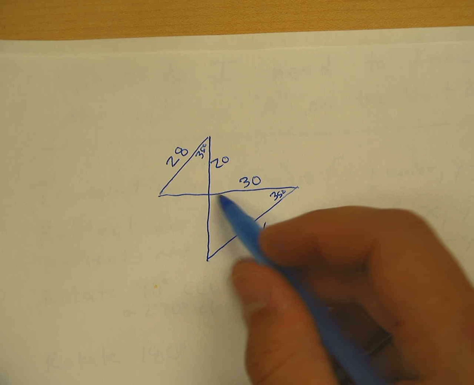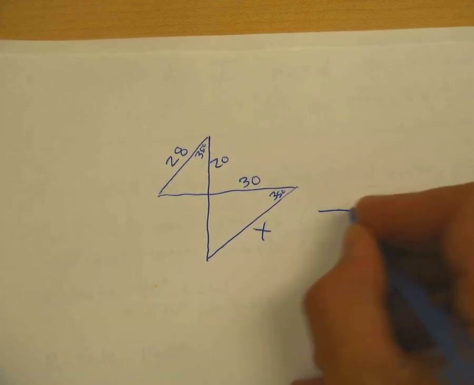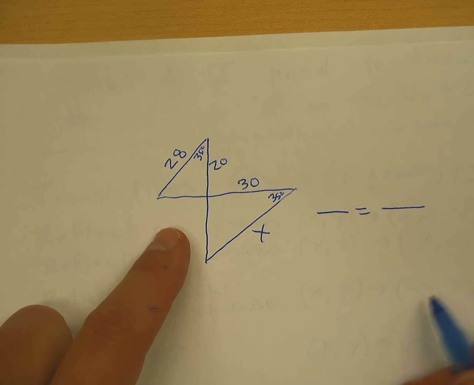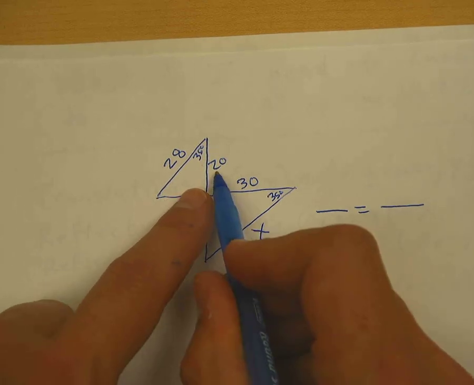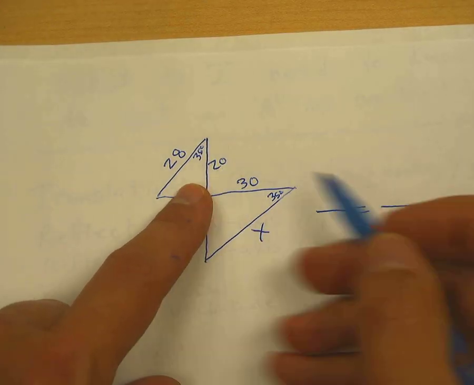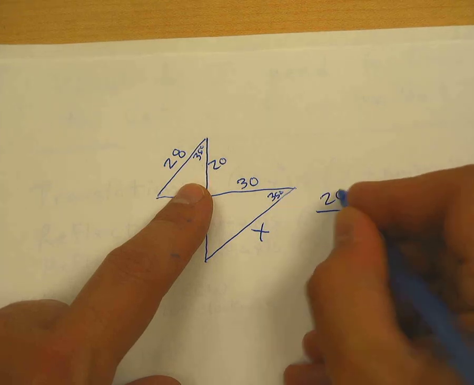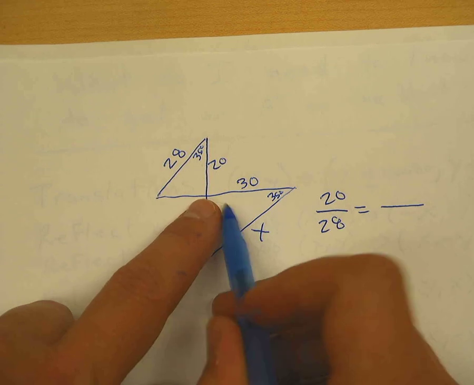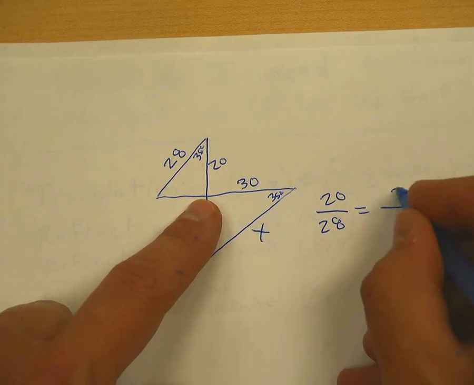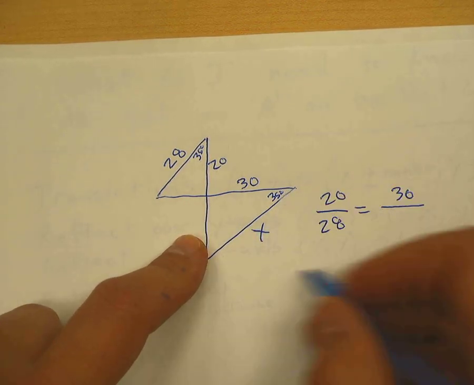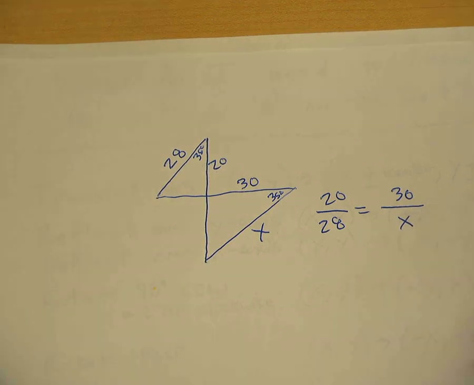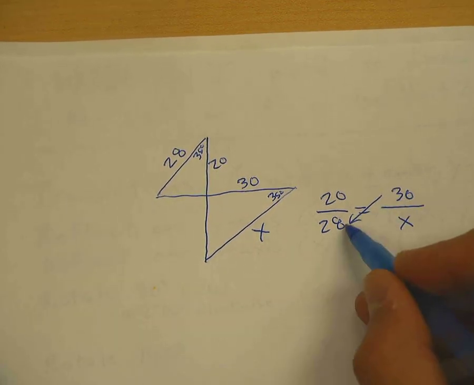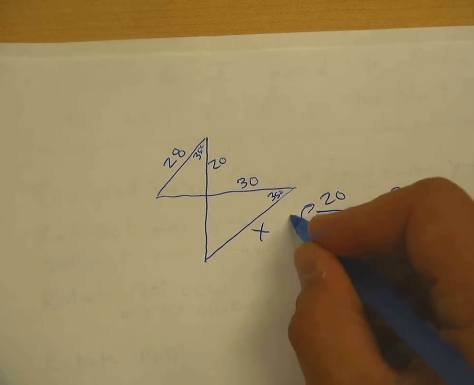Well, in order to solve for x, I know sides are proportional, so I have to solve a proportion, right? So you could do this a couple different ways. I'm going to do it this way. I'm going to take the smaller side on the left, which is 20, the larger side on the left, which is 28. Then the smaller side on the right, which is 30, over the bigger side on the right, which is x. Now, in order to solve this, I'm going to cross multiply 30 times 28 and divide by 20.